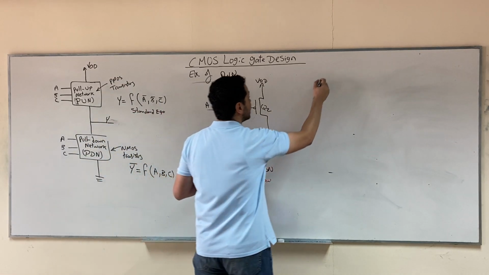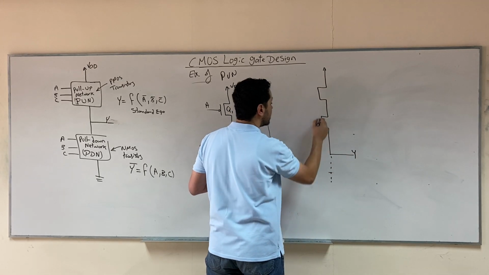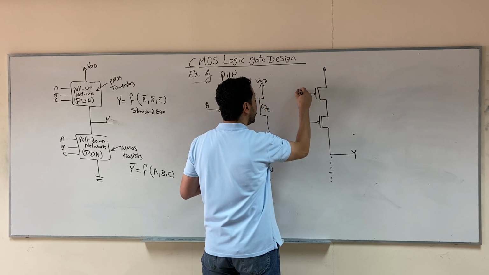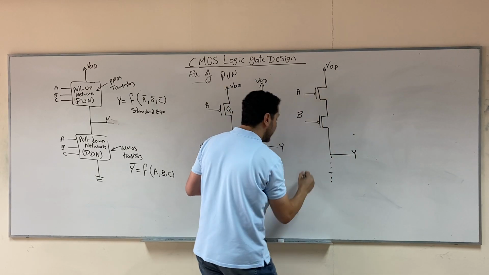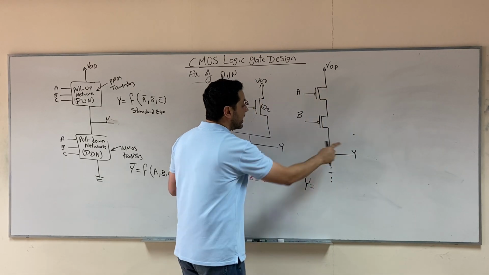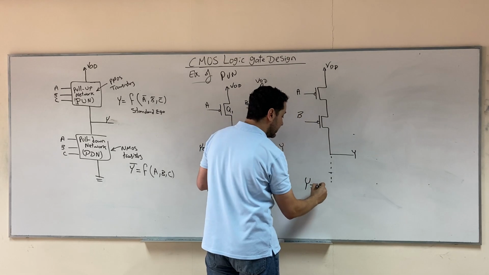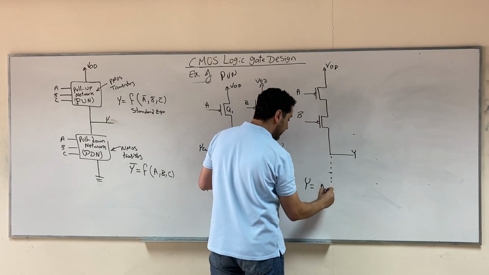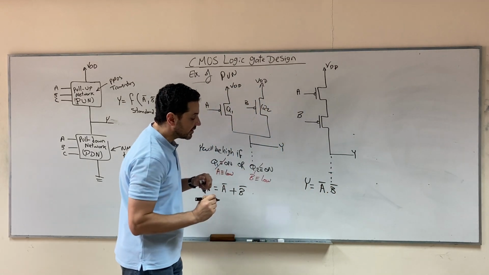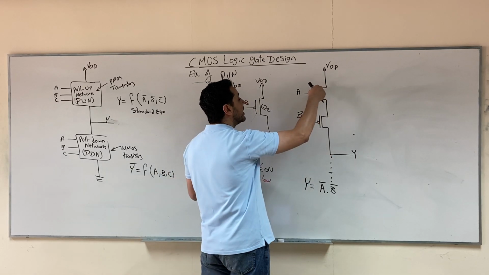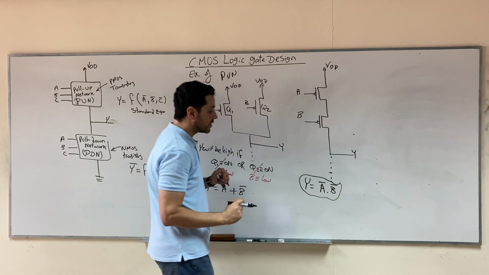Next example, if we have a series connection, A, B. So here we say that the output will be high. So Y equals, the output will be high if both transistors are on, if both A and B are low. If A is low and B is low, this is how we write it. So we say that Y will be high if A is low and B is low. So this is how we write the equation for this network.